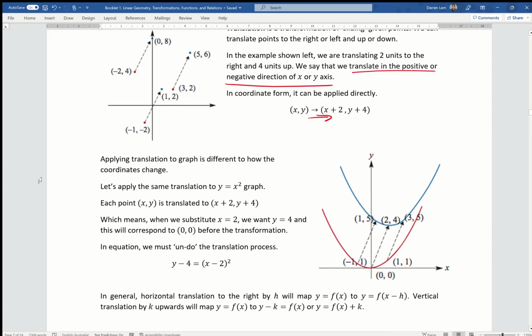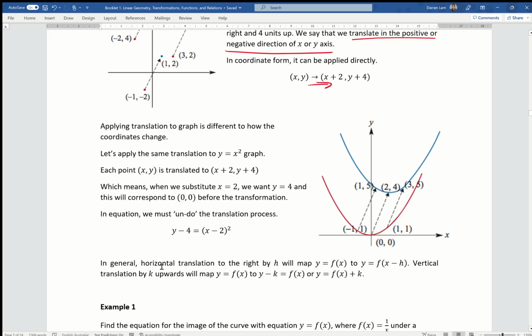Applying translation to a graph is different to how the coordinates change. So if we apply, for example, x, y, and we go x plus 2, same thing, we would translate 2 units in the positive direction of the x-axis and 4 units in the positive direction of the y-axis, it's not just plus 2 plus 4 the entire way around, right? So here we have to substitute our translation in. Okay, so in this equation we have to undo, I'll show you what I mean by this, but we have to undo the translation process and substitute our translation into our equation. Again, I'll go through an example.